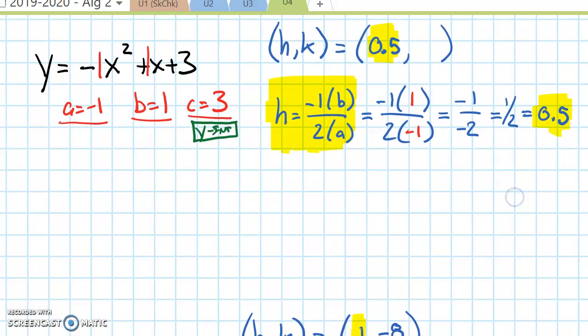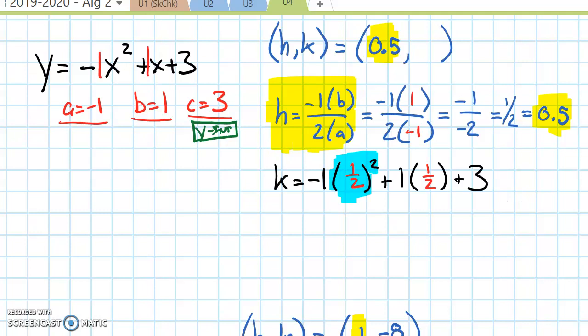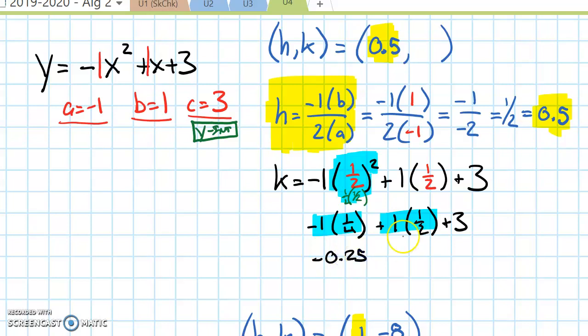So we will do the same thing here. We substitute in negative 1 times 1/2 squared plus 1 times 1/2 plus 3. We start with the exponents. 1/2 times 1/2 is going to be 1/4. And doing our multiplication next, we get negative 1 times 1/4 is negative 0.25. Plus 1/2 times 1 is just 1/2, 0.5, plus 3.